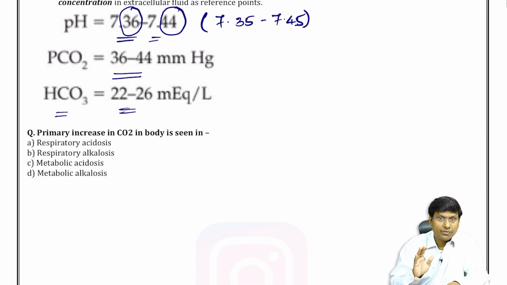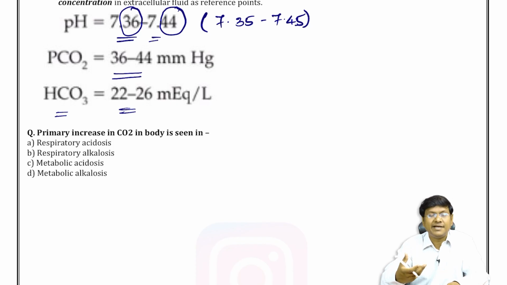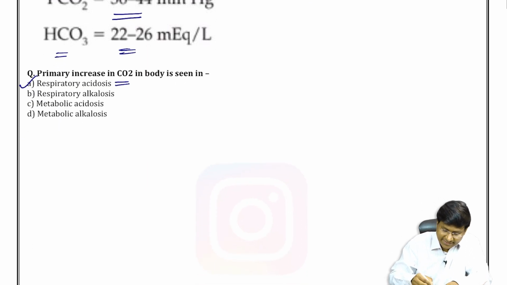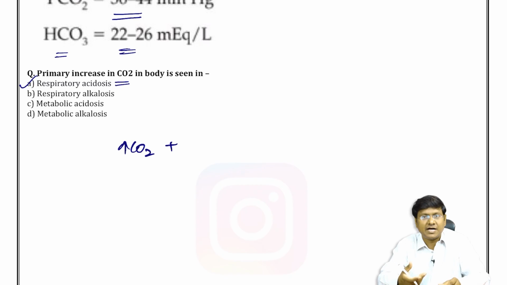Now, the value of your carbon dioxide depends upon the lungs or the respiratory system. The value of the bicarbonate depends completely upon the renal status, that is, the metabolic status. So a primary increase in carbon dioxide in the body is seen in respiratory acidosis. Why is that? Because the carbon dioxide level in our body is maintained by the lungs.